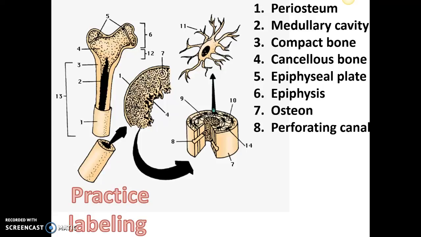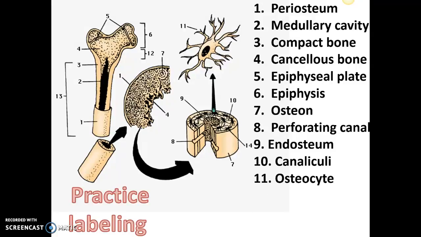8 is the perforating canal, which brings blood out to the canaliculi. 9 is pointing to the endosteum, the lining. 10 is the little canaliculi, little cracks. It's hard to see what it's pointing to, but that's what it's pointing to. Number 11 is an osteocyte. Of course, they do a goofy little cell up there. 12 we're not going to worry about. 13 is the diaphysis, or the shaft. And 14 is lacuna, the little black area where the cells reside.